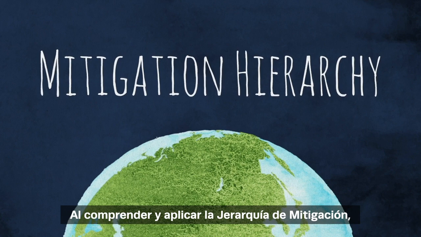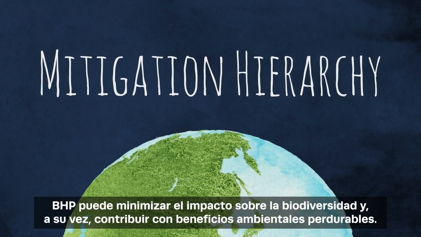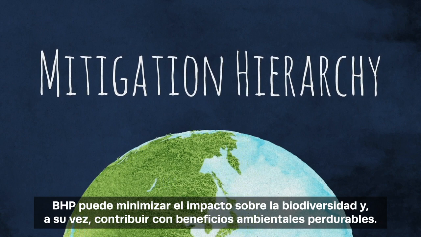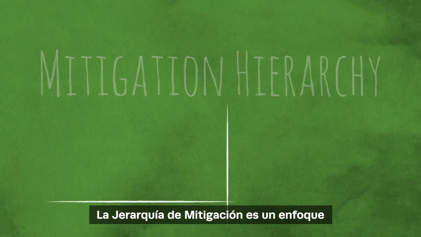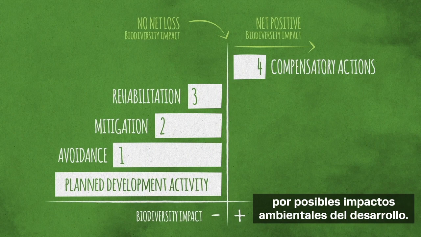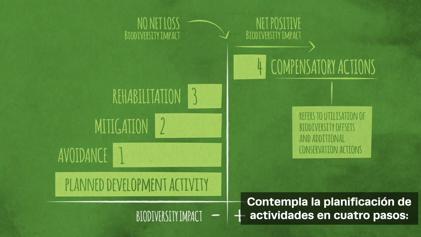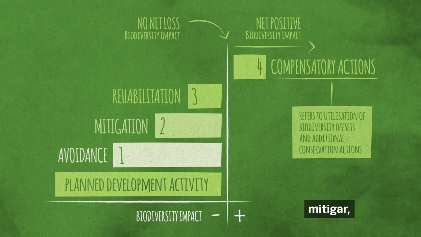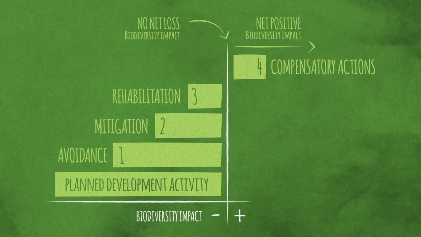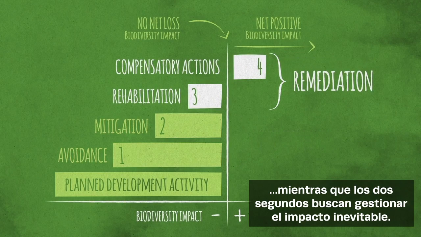By understanding and applying the mitigation hierarchy, BHP can minimize impacts to biodiversity while contributing to lasting environmental benefits. The mitigation hierarchy is an approach that allows companies to minimize and, if necessary, compensate for potential environmental impacts due to development. It involves planning activities using 4 steps: avoidance, mitigation, rehabilitation, and compensatory actions. The first 2 steps seek to prevent significant impacts, while the second 2 seek to address any unavoidable impacts.